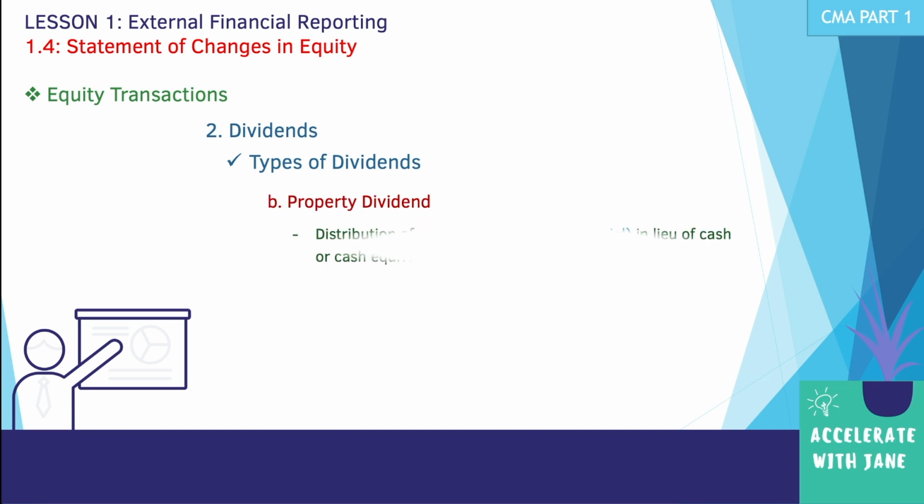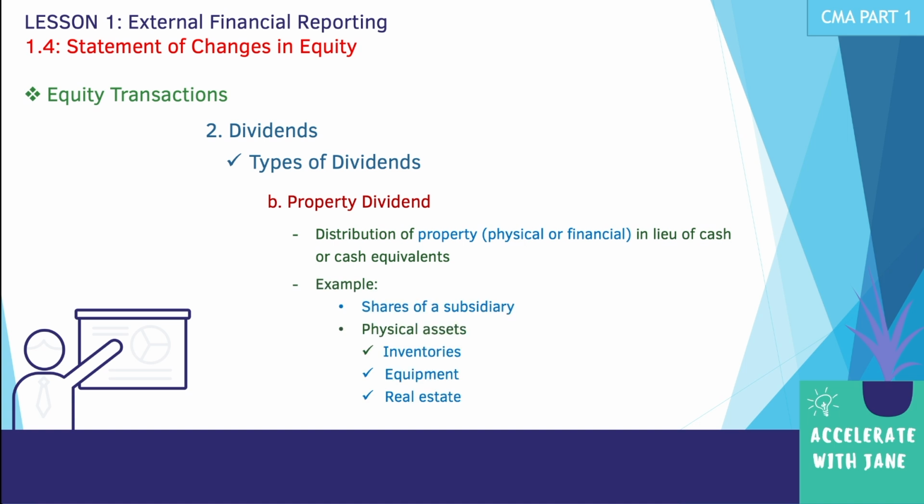So second, let's talk about property dividend. Property dividend is simply a distribution of property, both physical or financial, in lieu of cash or cash equivalents. So examples, we have distribution of shares of a subsidiary, or property dividend can also be in the form of physical assets such as inventories, equipment, and real estate.